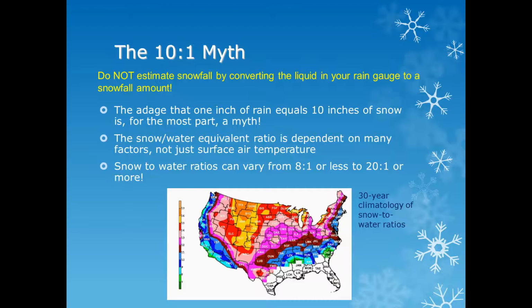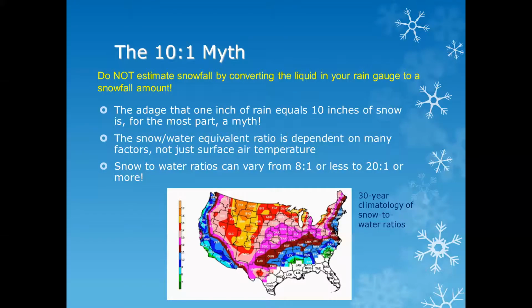This map here was constructed by a professor at St. Louis University and some students who did a 30-year climatology of snow to water ratios. The area that is 10-to-1 is the light blue that's sandwiched in between the dark blue, which runs through the upper southeast there, and the maroon, which runs along the Ohio River there. That light blue is the only area where on average there's a 10-to-1 ratio. Most of the country has a much higher ratio, like 13-to-1 or 14-to-1 or even 20-to-1.